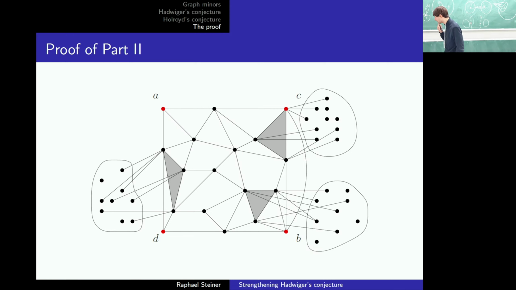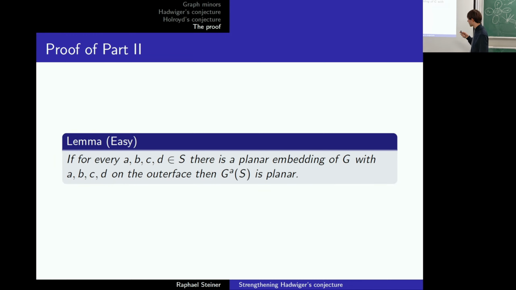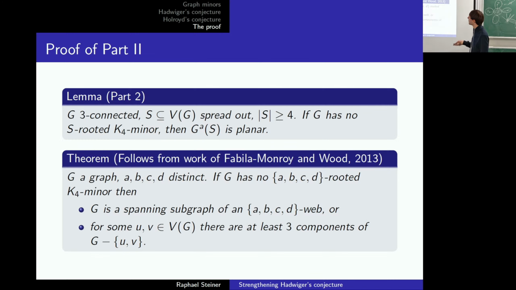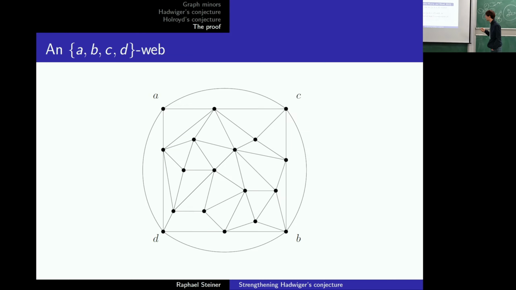So we can apply the Monroy structure theorem, and there's 2 cases of it. So let's go back quickly to the structure theorem. The first case is this web case, and in the second case we have a separator of order 2. But in this lemma which we are now proving, we already have 3 connectivity guarantees. So we cannot go in the second case when we call this theorem. So really, what has to happen is the first case, that we are a spanning subgraph of an ABCD web.